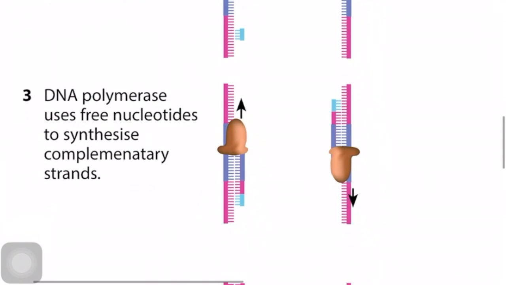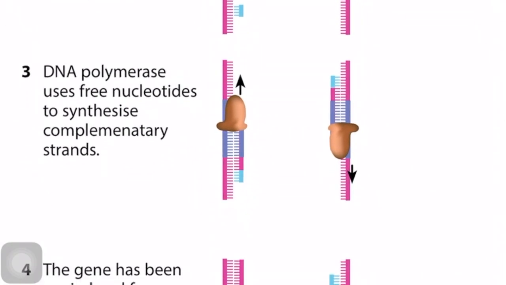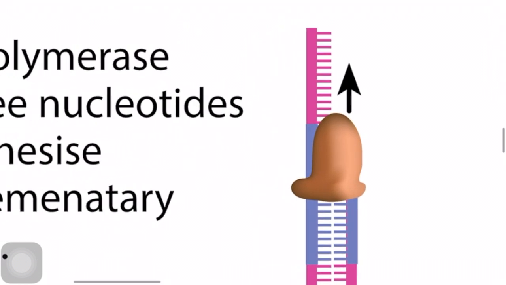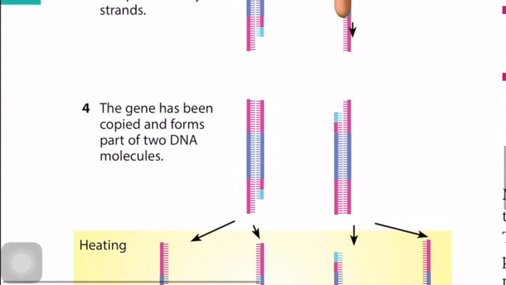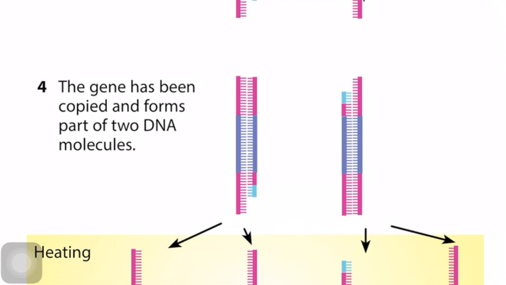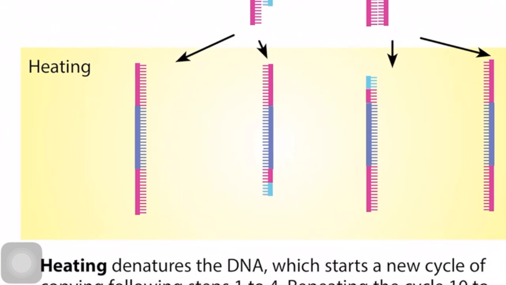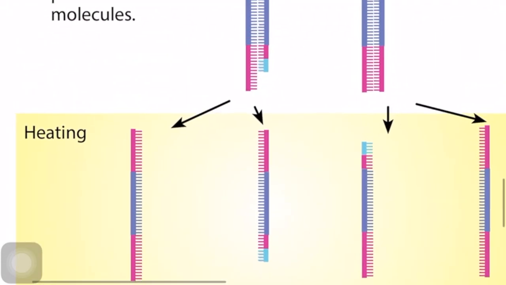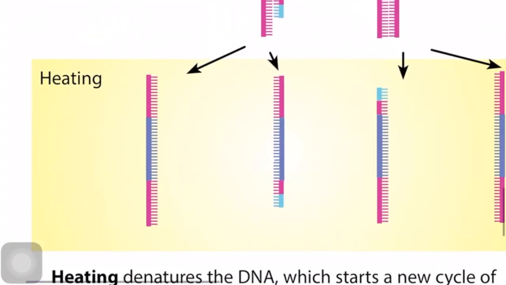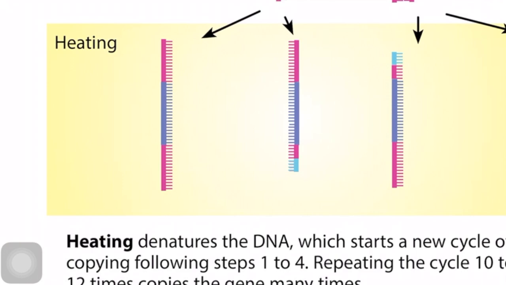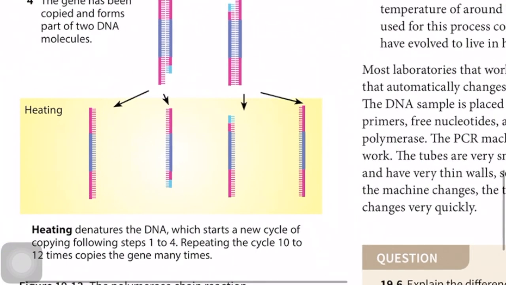So DNA polymerase uses free nucleotides to synthesize complementary strands. Yes, we know this DNA polymerase does that. We know how this happens, the role of DNA polymerase. The gene has been copied and forms part of 2 DNA molecules. Like this, again, for each, it breaks down and another primer needs to be added, or the old primer needs to be reused again, and then again, it keeps copying like this, and it goes on forever.